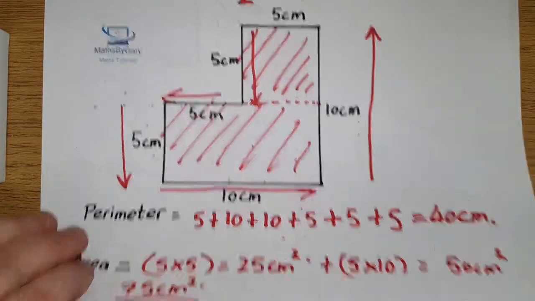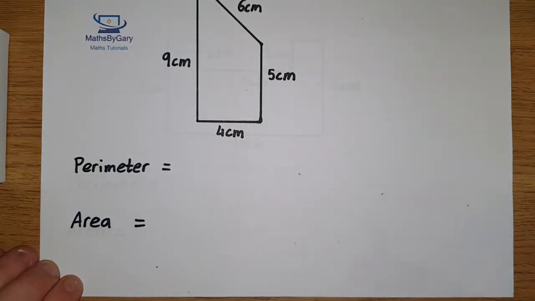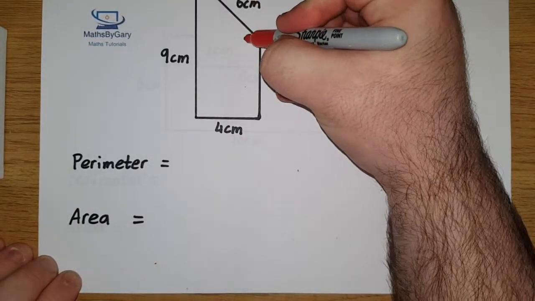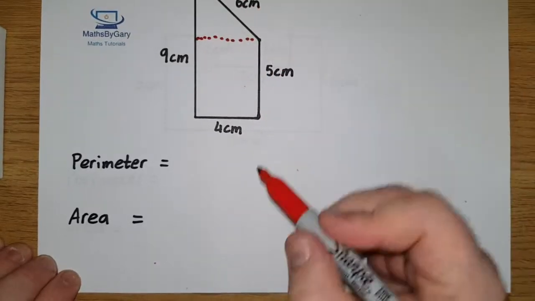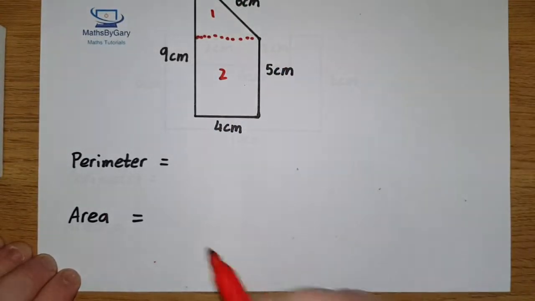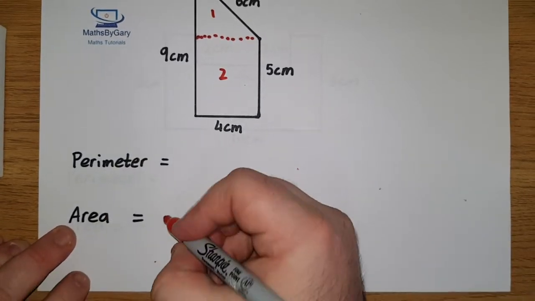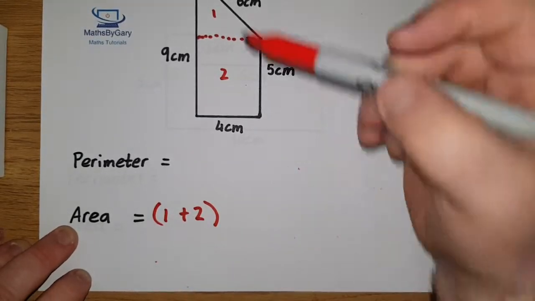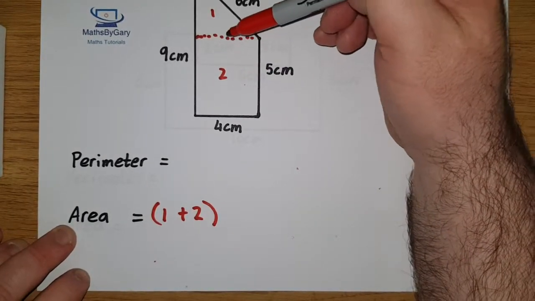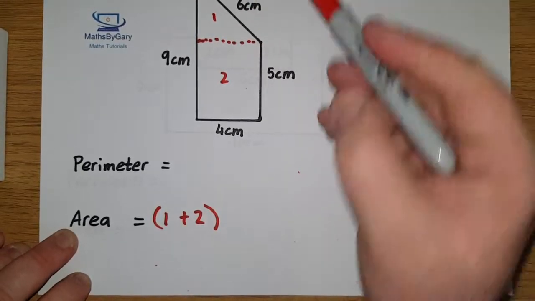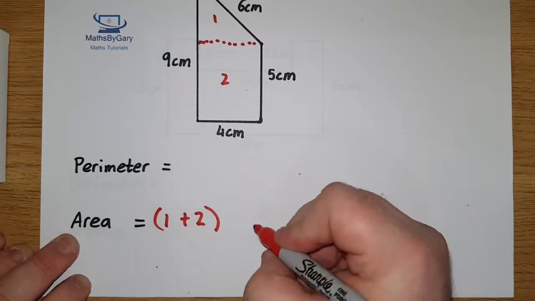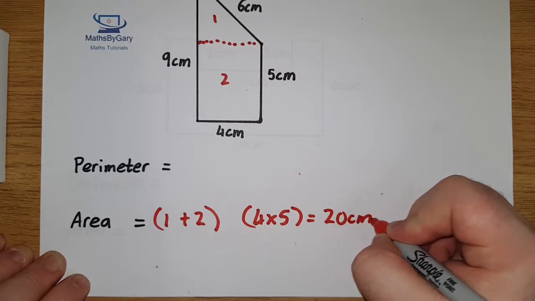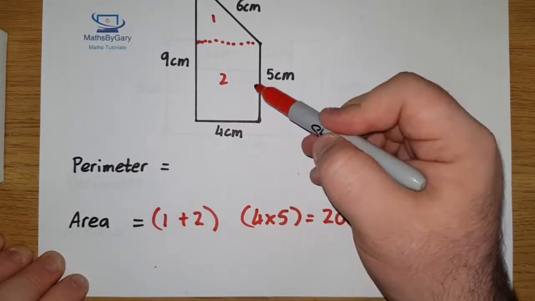So let's take a look at a different shape. So what about here? Again, we actually really have two shapes. So if you notice that you get two shapes, it really does simplify things, and it makes life easier if you just turn it into the two shapes. So shape 1, shape 2, we'll do the area first this time, we're adding shape 1 plus shape 2. So how would we get shape 2? Well, it's a rectangle, so 4 times 5. So 4 times 5 gives us 20 centimetres squared. That gives us shape 2, the rectangle.